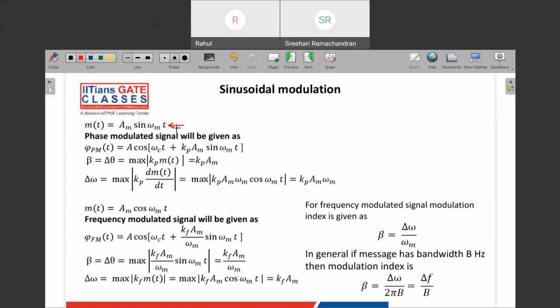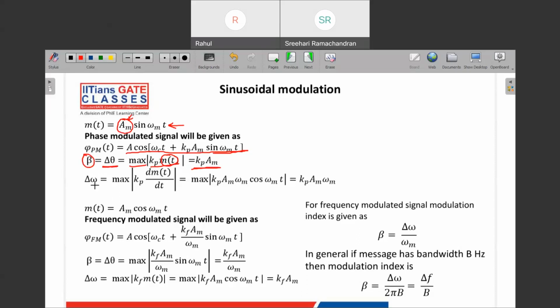In the case of phase modulation, once you put this message in, this will be the modulated signal. Now, when you calculate beta, which is the modulation index and is also equal to the maximum phase deviation, it is equal to max of k_p m(t). This will be maximum when the message is maximum, and the maximum value of the message is A_m, the peak value. So in this case, beta will be equal to k_p times A_m.